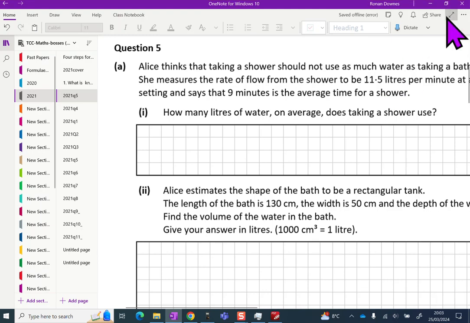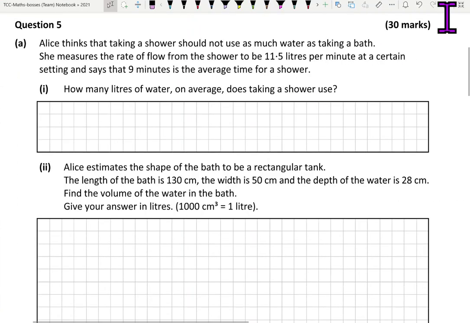Okay, so let's read the question now carefully. Alice thinks that taking a shower should not use as much water as taking a bath. Great. Probably that sentence doesn't provide any information as such, except that there's less water in a shower than taking a bath. That's what we'll be confirming.